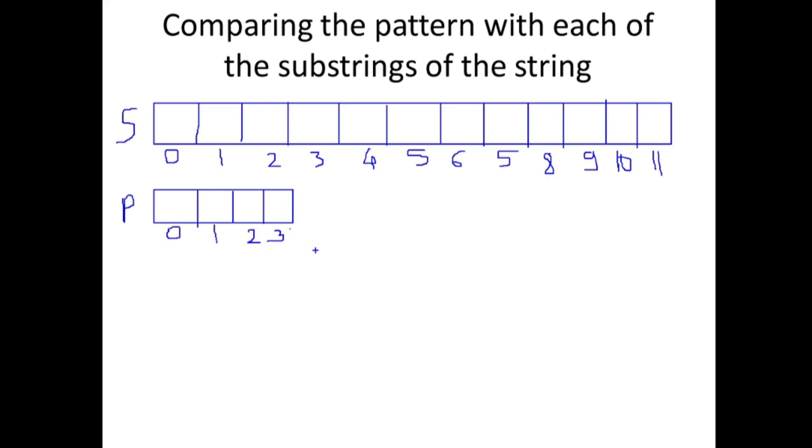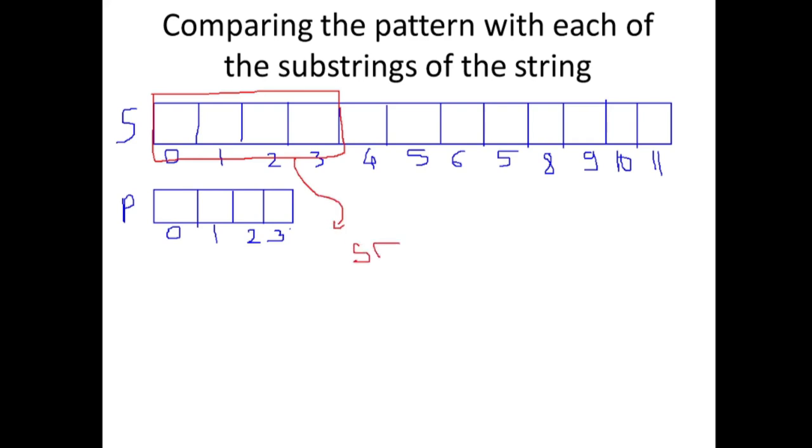In this method, first we find all the substrings of the string with size equal to 4. Why 4? Because the size of the pattern is 4. That's why we will find all the substrings of the string with size 4. Now let me find out those substrings. Let me first change the color. This is our first substring that starts from index 0 till 3. This is our first substring.